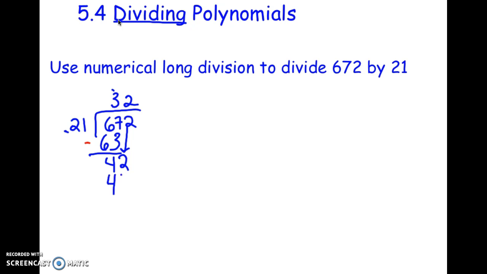And 2 times 21 is 42. And then we subtract those, and we end up with no remainder. So our answer is 32.